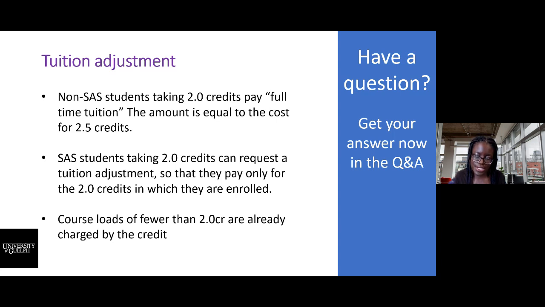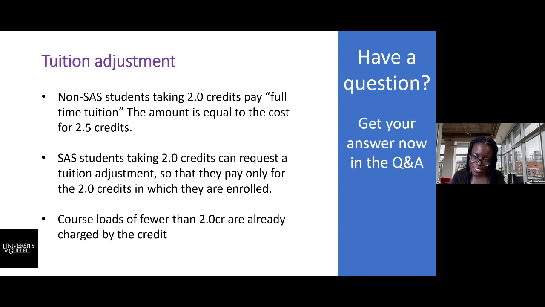Okay, so non-SAS students taking 2.0 credits will pay full-time tuition as full-time students. The catch is the full-time tuition amount is actually the amount that you would pay if you were taking 2.5 credits, which is 100% of a full course load. So non-SAS students taking 2.0 credits, if you think about it one way, it's like, wait, are they paying for a fifth course that they're not actually taking?